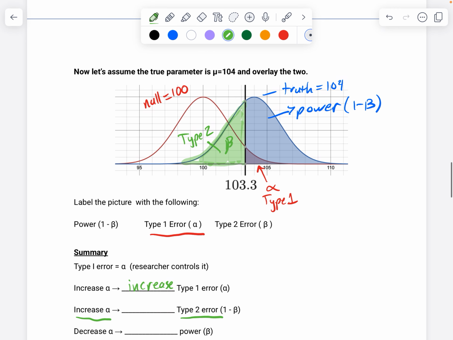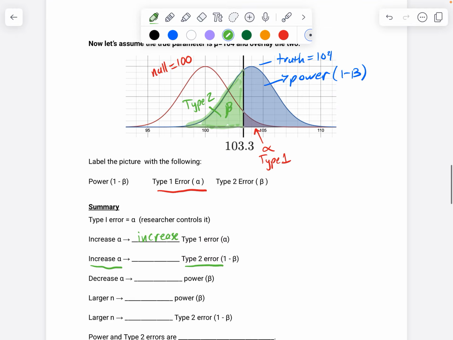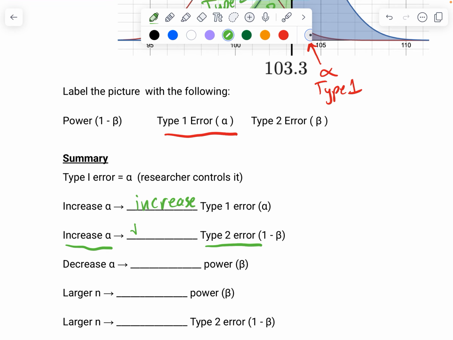Increasing alpha means the percentage gets bigger. It doesn't mean the black line goes that way. If you want to increase alpha, it's actually meaning you're going to take this black line and move it this way. It's not moving the blue curve, it's moving the black line that way. As I move the black line that way, what's going to happen to the green section? It's going to get smaller. So increasing alpha decreases the probability of a type 2 error.